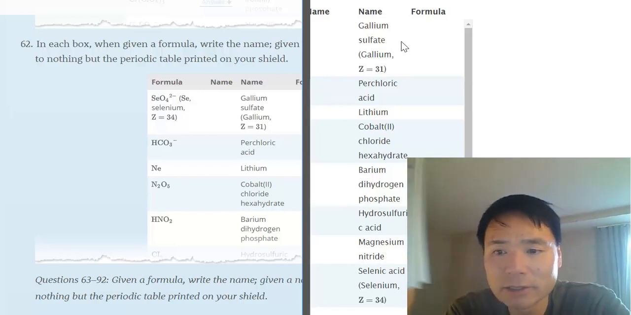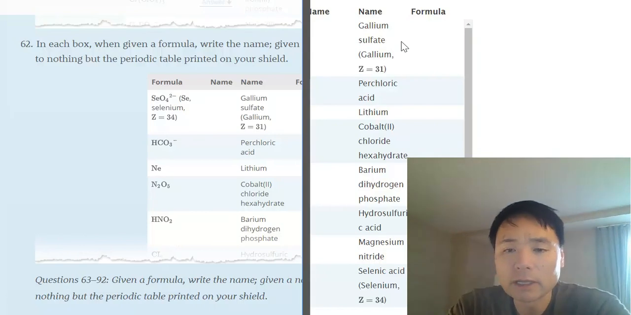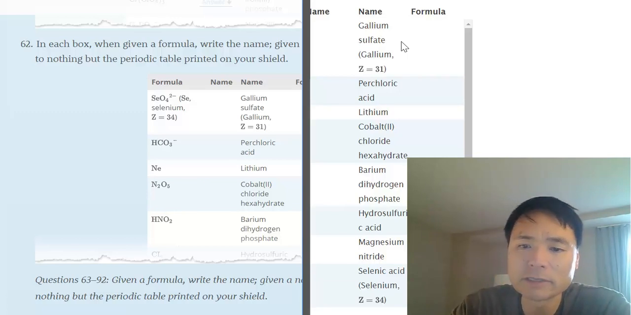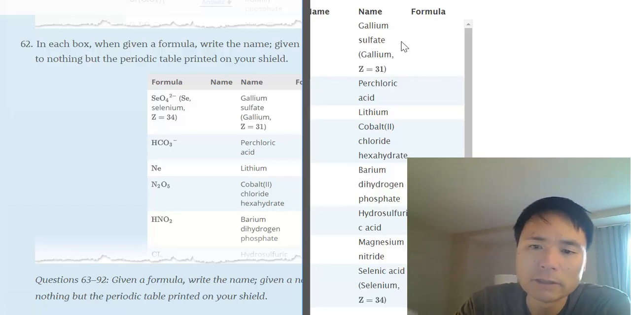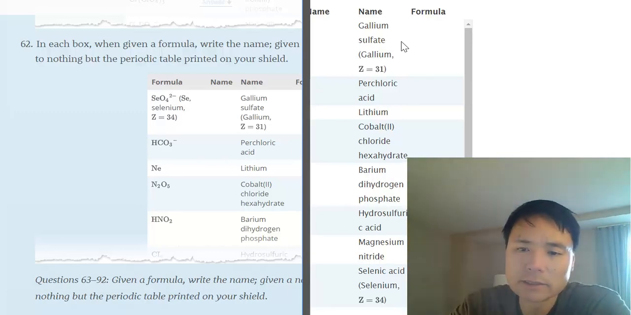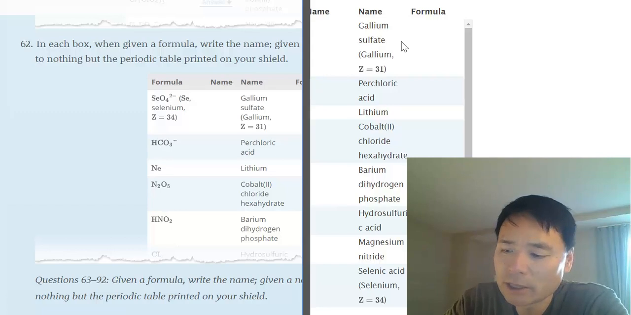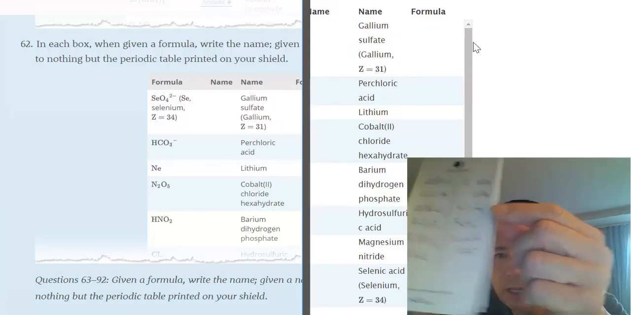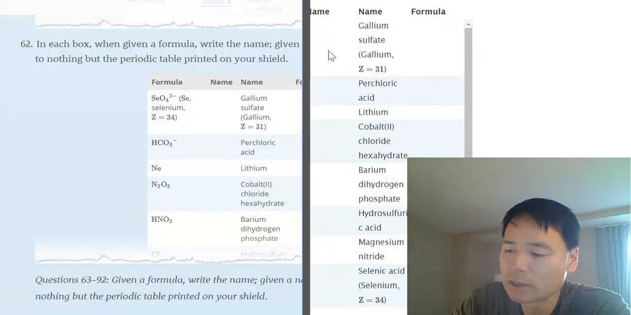Okay, magnesium nitride. Nitride's a -3, so magnesium's +2. So 3 magnesiums for 2 nitrides, and Mg3N2 would be it. Ic acid. There's no hydro, so it's selenate. Selenate is SeO4 2-. Then we just add the hydrogens to that, so it'd be H2SeO4 to balance out the charge. H2SeO4, selenic acid.